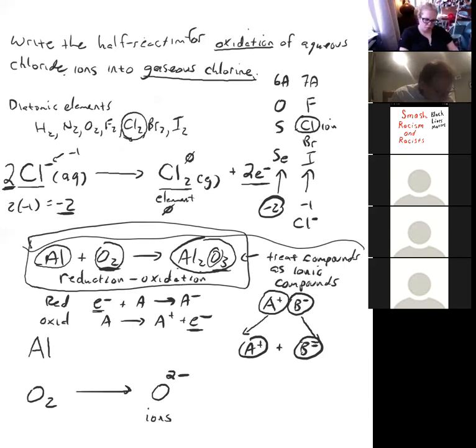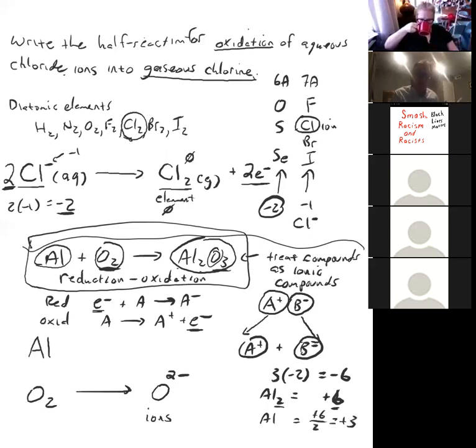What you do is you say you've got 3 oxygens, so that gives you -6. That means the 2 aluminums have got to equal +6, because the positive has to equal the negative. But 2 of them equal 6, so each one is +6 over 2, which is +3.